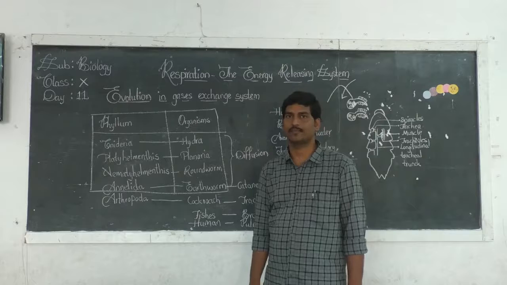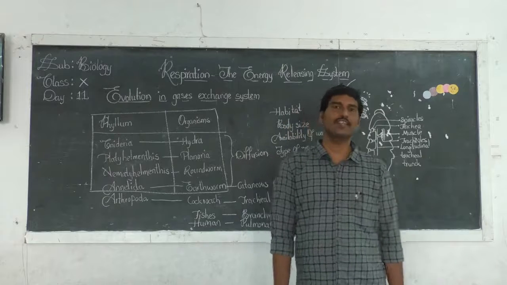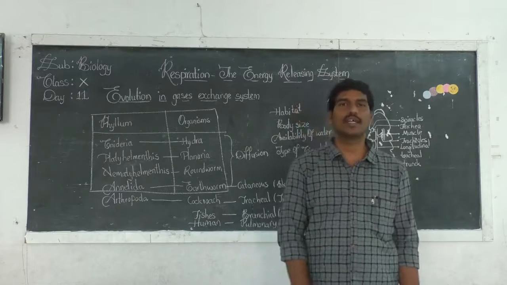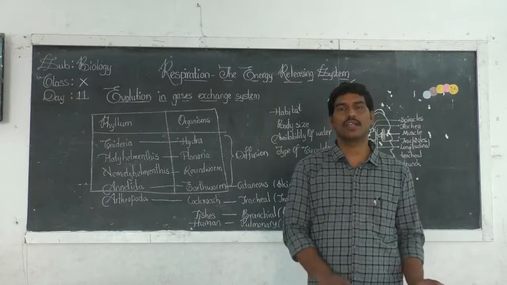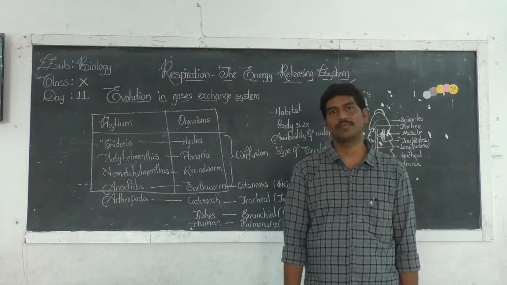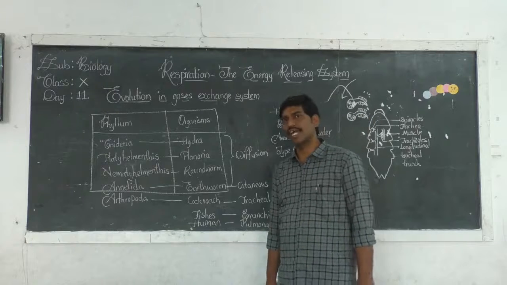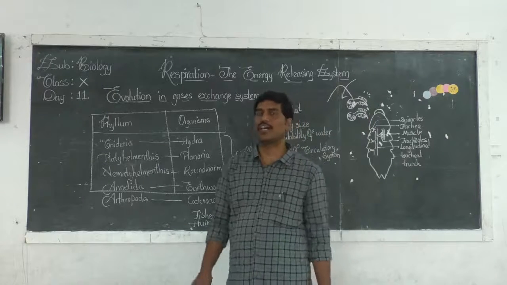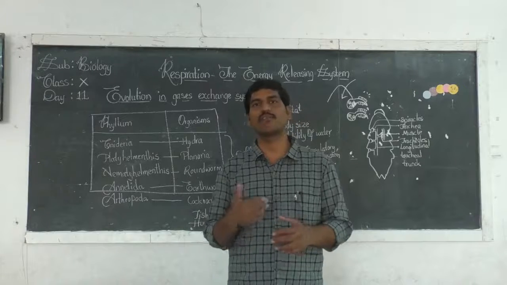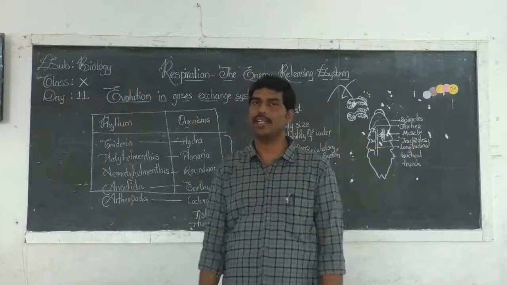Children, in the last class, you were given a home assignment to write about the differences between respiration and combustion. I hope you have done that. And children, in today's class, let us try to understand how the respiratory system is different from one organism to another organism.